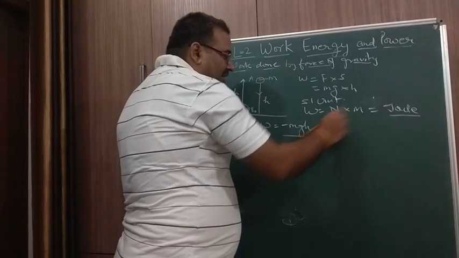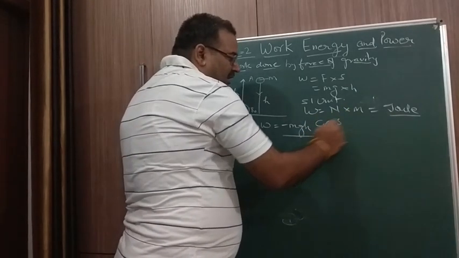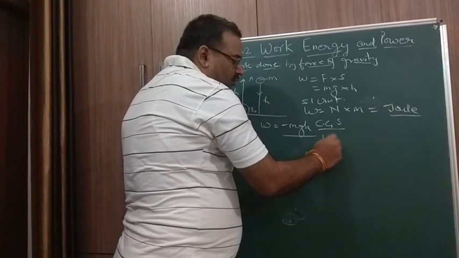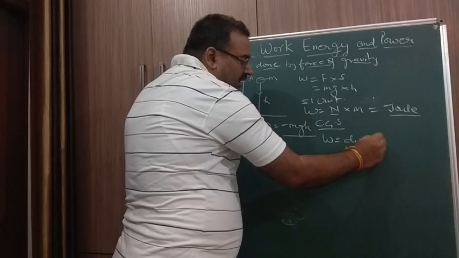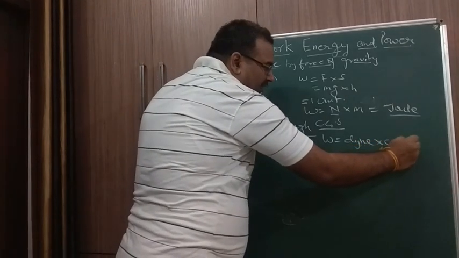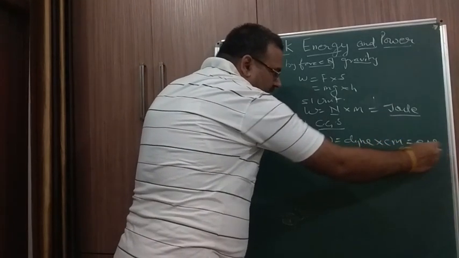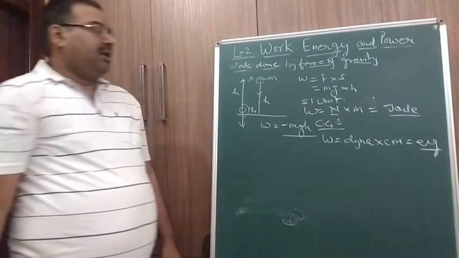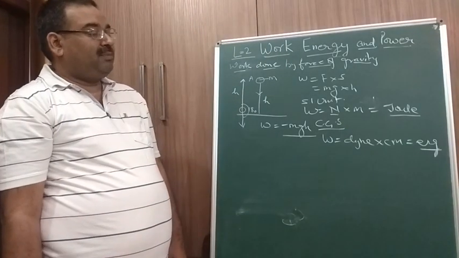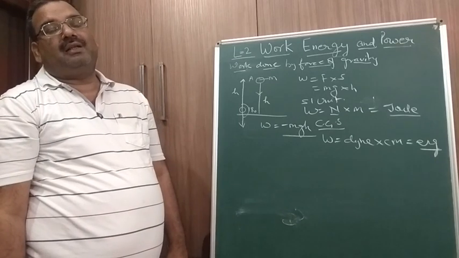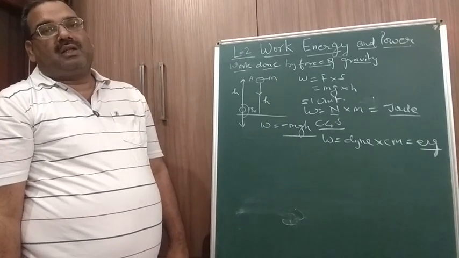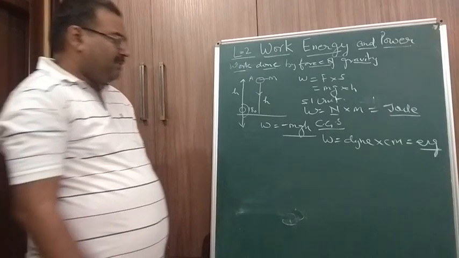CGS unit, this was SI. Okay, I have written here the CGS unit. For force we have dyne, into centimeter, and that is equal to erg. Okay, so if one dyne of force is applied on an object to displace it by 1 centimeter, then 1 erg of work is done.